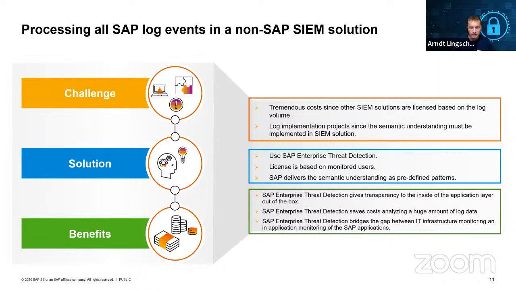So enterprise threat detection actually comes with lots of content out of the box, and can analyze these huge amounts of data. The license is based on the number of users, not on the data volume. So whatever data volume you have, you can process it in enterprise threat detection. And so we bridge the gap between the IT infrastructure security and security guys and the application monitoring. And that's the huge gain the customer then gets for being able to secure their SAP environment as well as the rest of the IT environment.